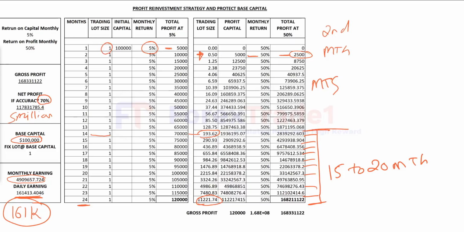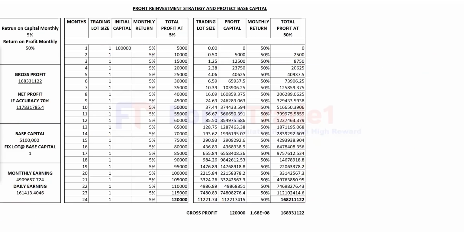You started with the one lot, and that one lot you can trade in the third month on your profit again, and you are getting more than $5,000 profit. Yes, you already get the break even. Third month you get the break even, as you are already crossing the $5,000 profit of your base capital, as the profit reached $8,750. So in that way you can earn 120k in 2 years.